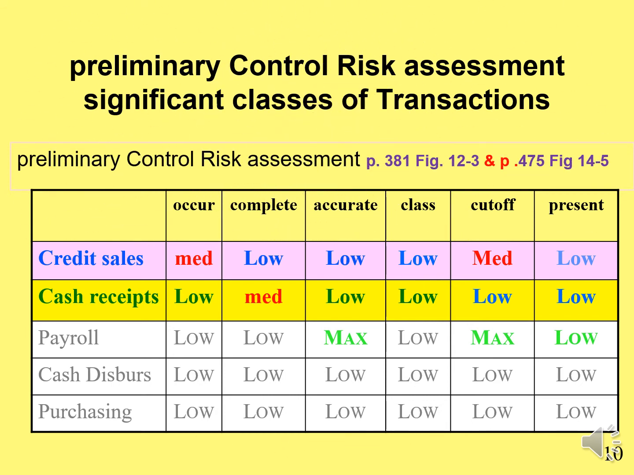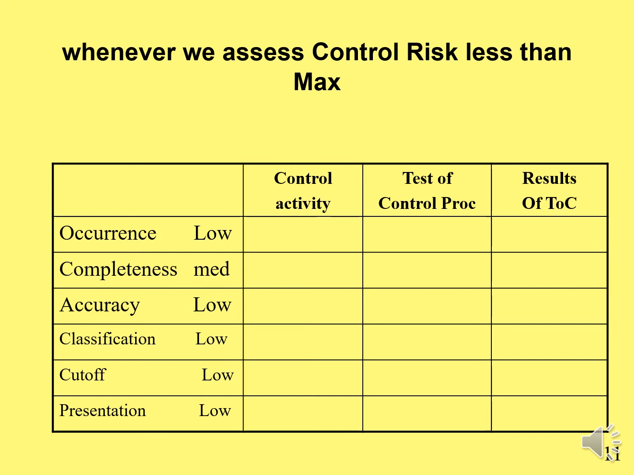Whenever control risk is less than the max, then I'm going to have to identify a control activity that makes sure that all recorded transactions actually occurred. Going to have to design a test of controls to see if that procedure is actually effective and evaluate the results.